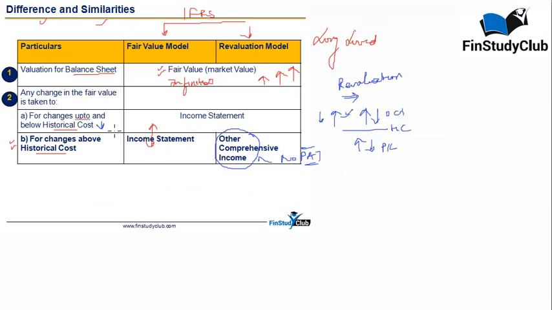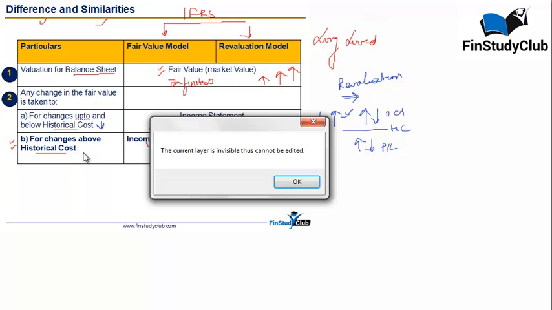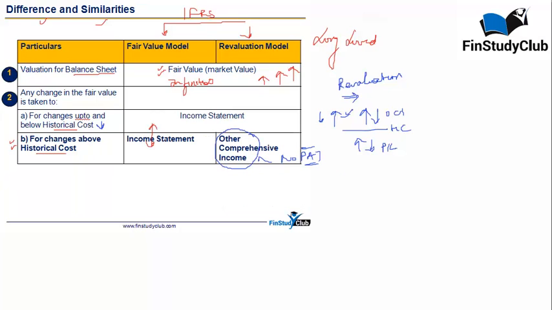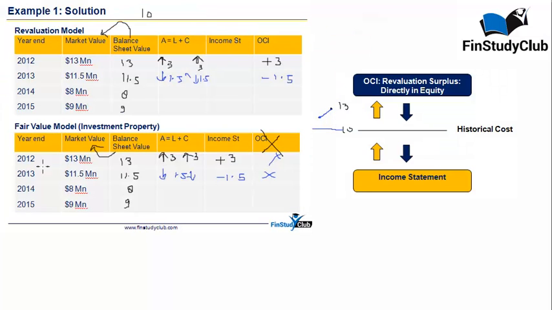So this is what I meant by the difference, that the changes above the historical cost are to be reflected in OCI in case of the reval model, whereas in case of fair value, any kind of change needs to go to the income statement.